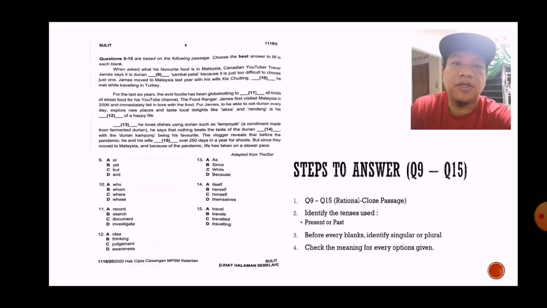Right, so let us go back to the question. Down here I have also provided the same steps to answer question 9 until question 15. So let us look at the question and read the text. When asked what his favorite food is in Malaysia, a Canadian YouTuber Trevor James says it is durian. Wow. So Trevor James loves to eat durian. Anyone here, my beloved students, love to eat durian? Okay, for me, I love durian.